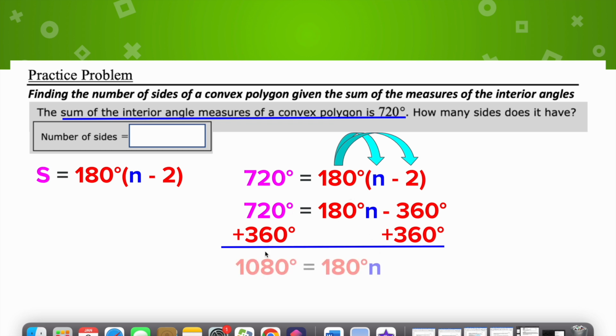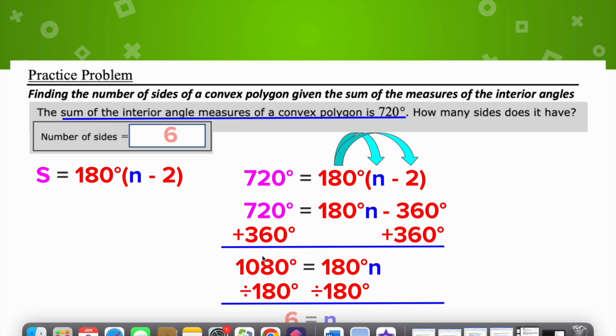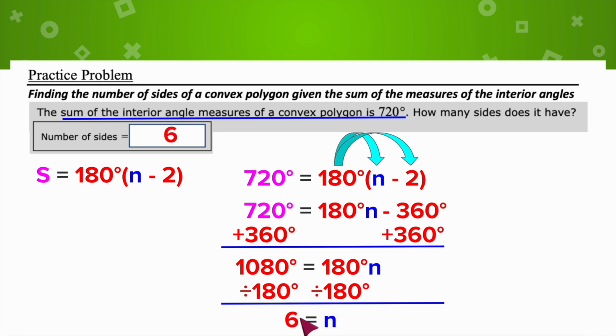So 720 plus 360 is 1,080, equals 180n that just dropped down here. 360 negative and 360 positive, those cancel out. So my last step is just to divide by 180. And this is going to tell me how many sides I have. If I divide by 180, I get 6. So 6 equals n. So this is a 6-sided figure.